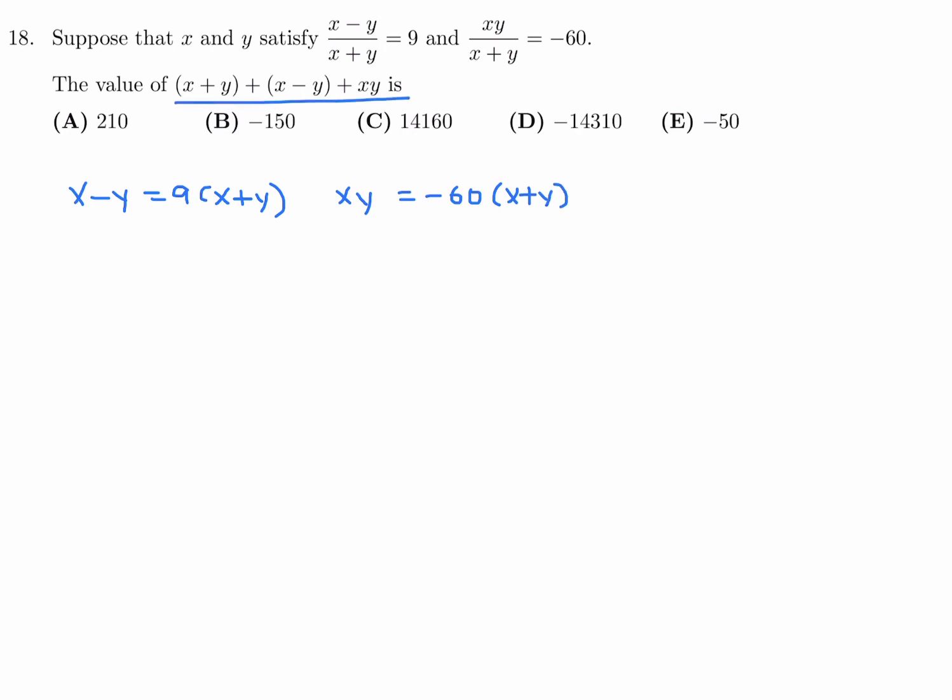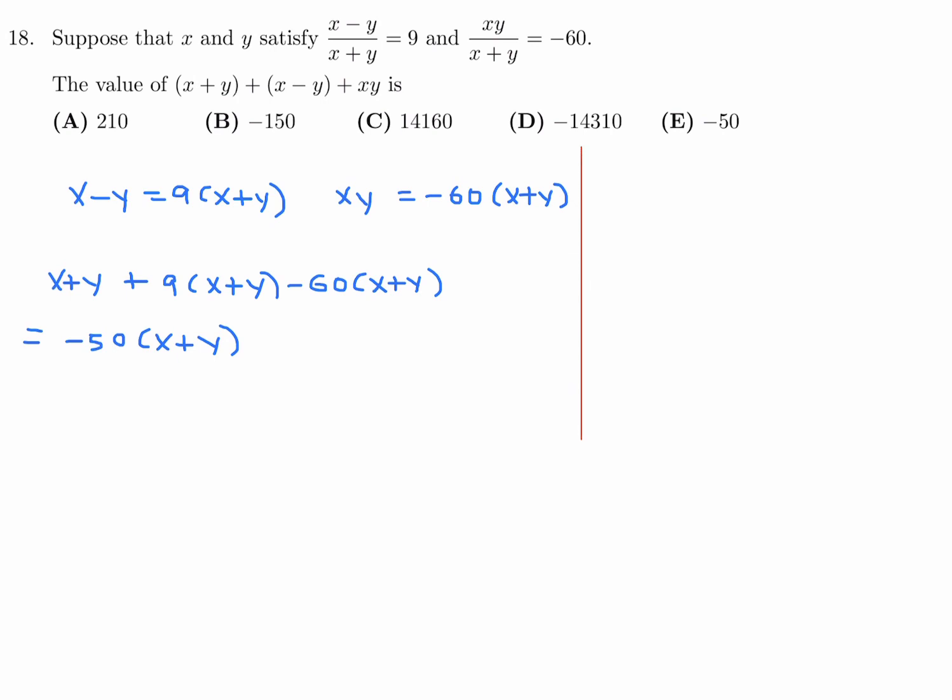So we can substitute that into there. x plus y plus x minus y, which is this guy, 9 times (x plus y), plus xy, which is equal to this, minus 60 (x plus y). And this is basically equal to minus 50 (x plus y). All right, well, we don't know what x plus y is equal to, so we've got to come up with another way of manipulating the algebra.